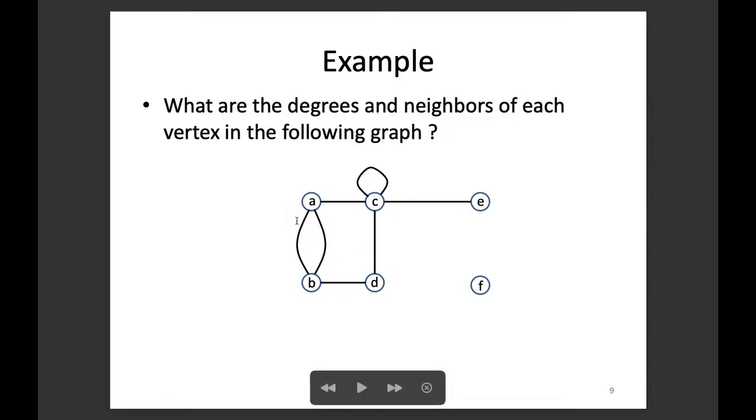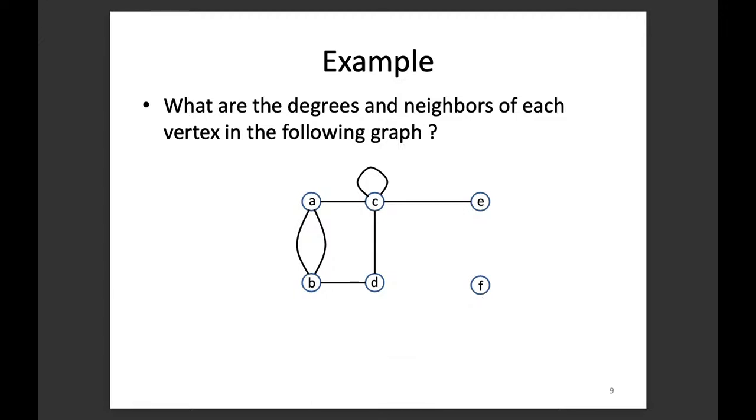Okay? So AC are neighbors, CE are neighbors, AB are neighbors, BD are neighbors, CD are neighbors. So these are the neighbors, and the degrees here: A is 3, B is also 3, D is 2, C is 5 (1, 2, 3, 4, 5), E is 1, and F is 0.